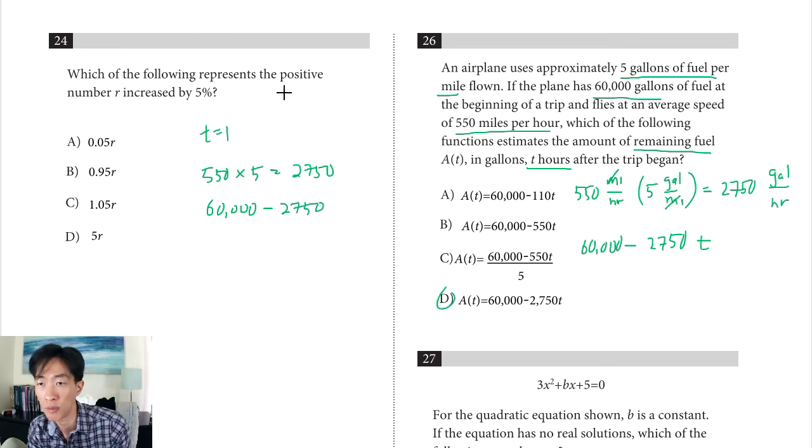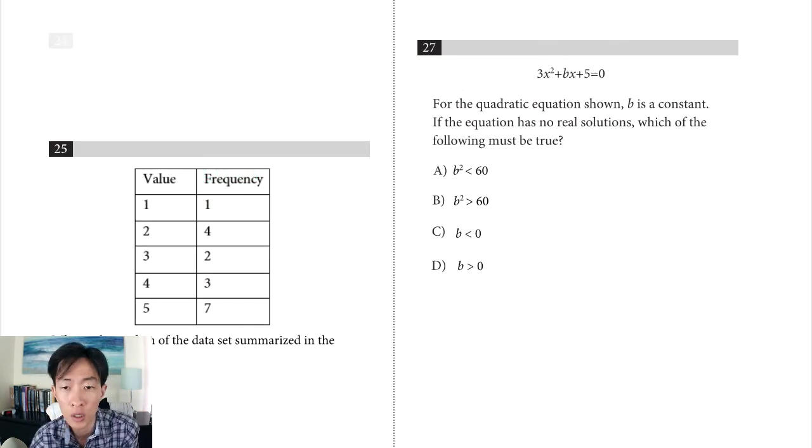But either way, whatever's faster for you, that's the best way to do it. Question 27, we have a quadratic with an unknown b. For the quadratic equation shown, b is a constant. If the equation has no real solutions, which of the following must be true?